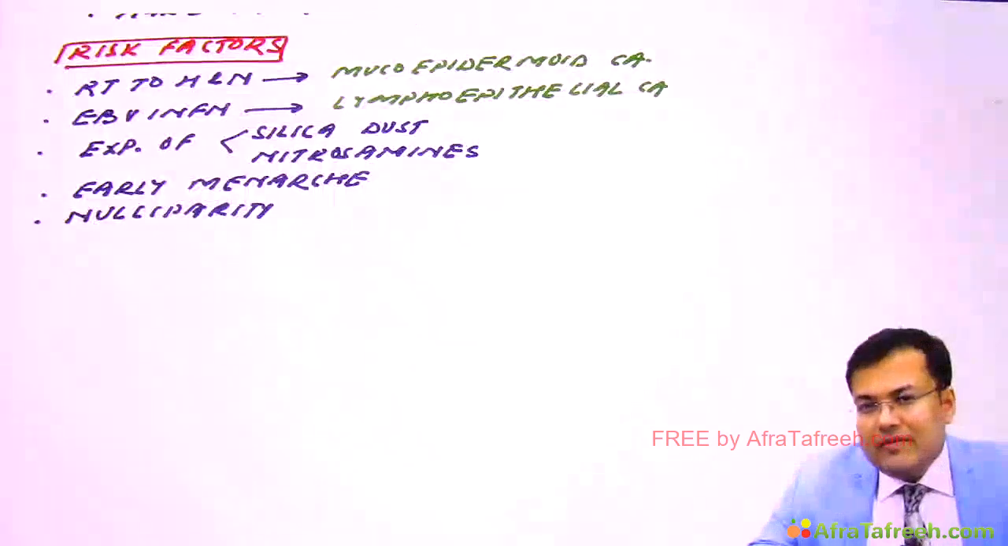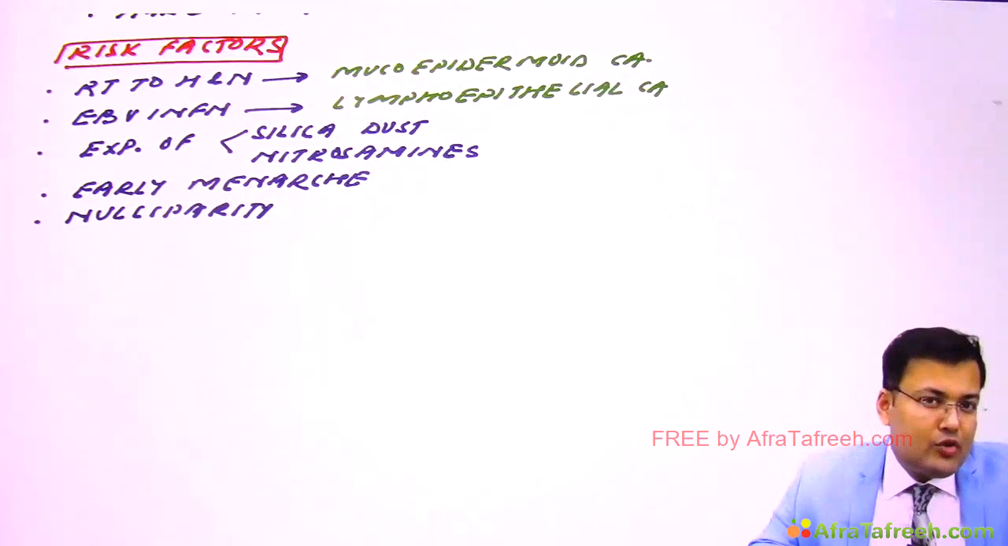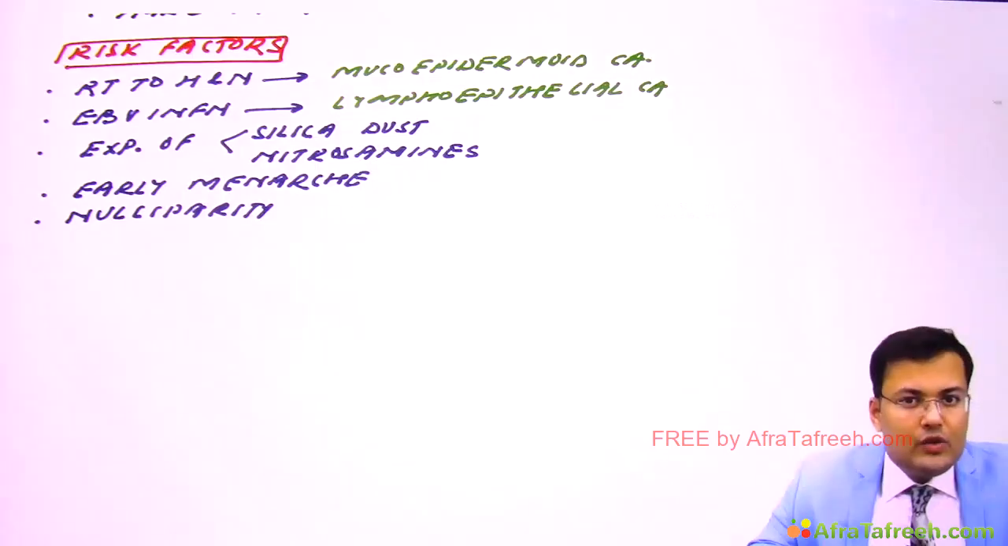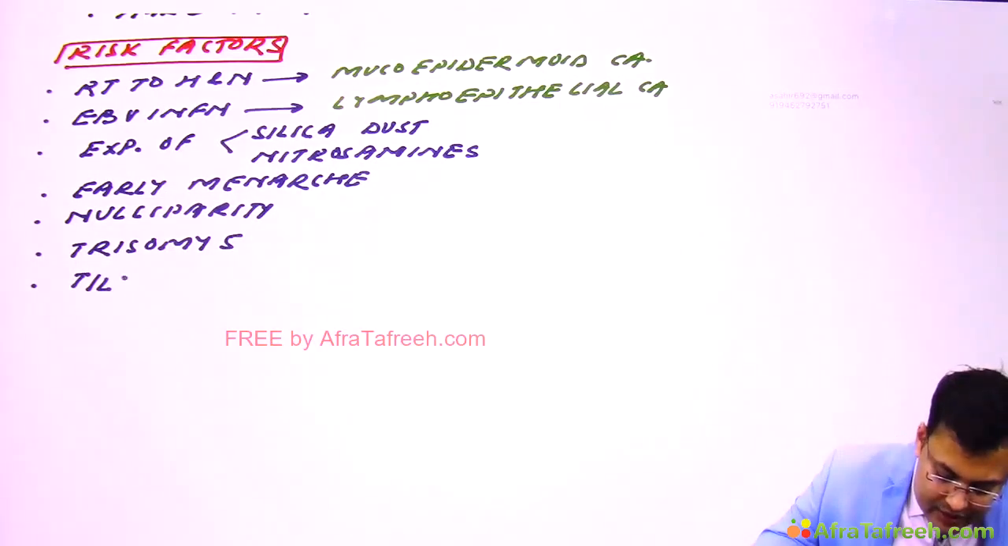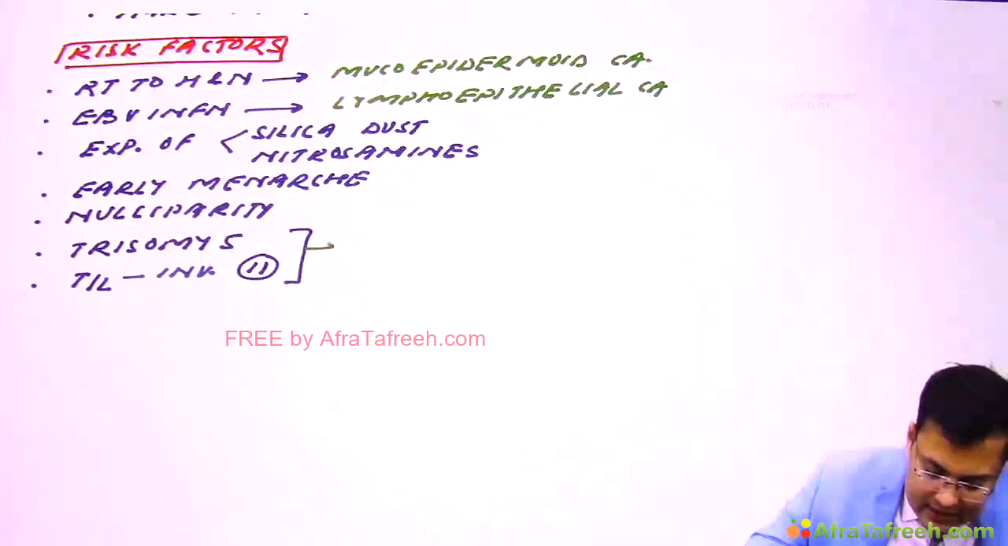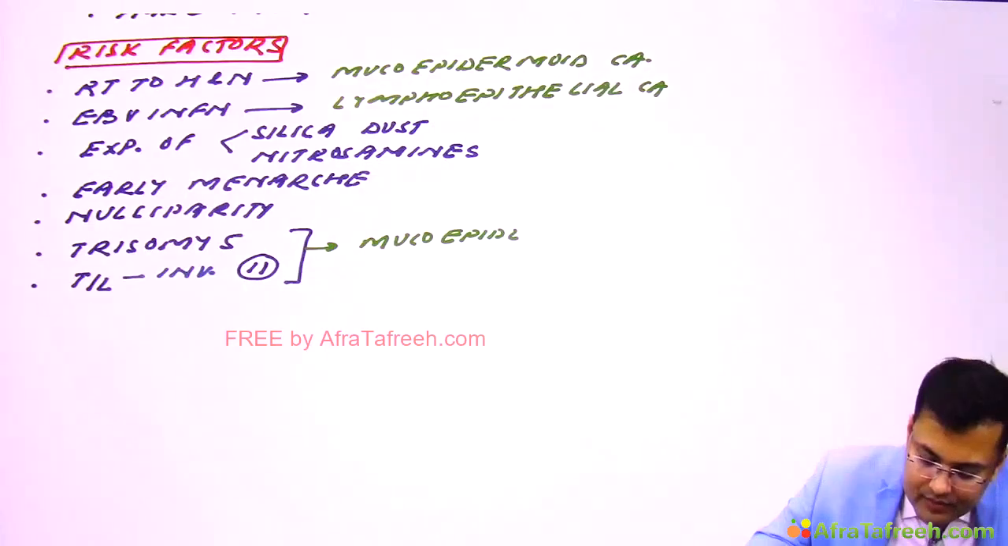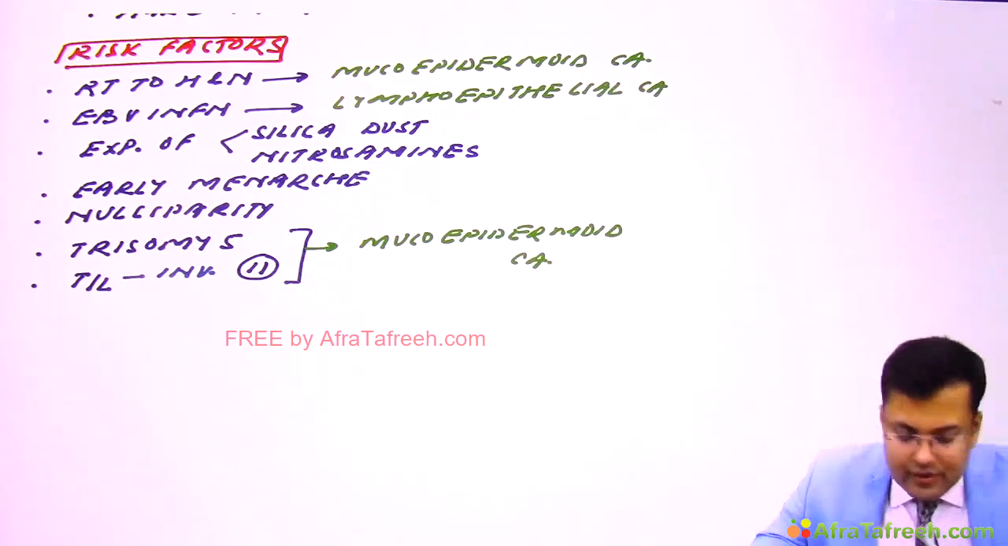Okay, trisomy 5 and translocation of chromosome number 11 increase the risk of mucoepidermoid carcinoma. So trisomy 5 and translocation involving chromosome number 11, these two are the risk factors for mucoepidermoid carcinoma.